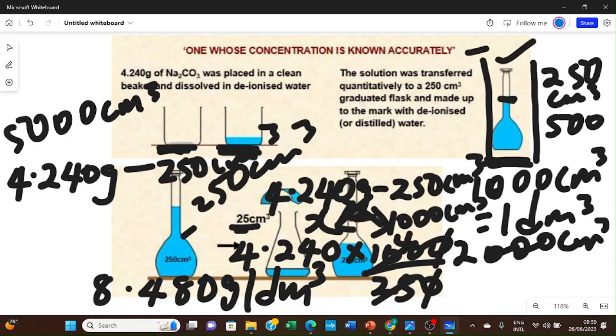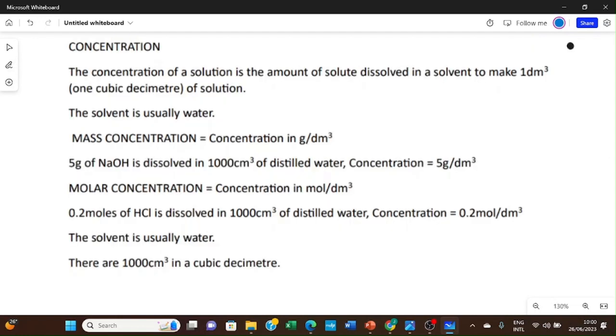So a solution whose concentration is known is a standard solution. Preparing a standard solution is as simple as ABC. When we hear standard solution, we use the standard flask or the volumetric flask, just as I've explained. A standard solution is a solution with a known concentration.